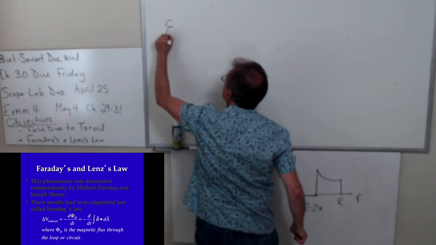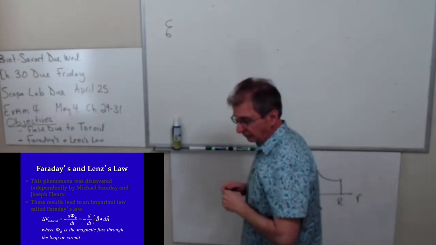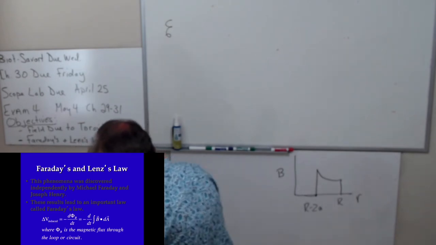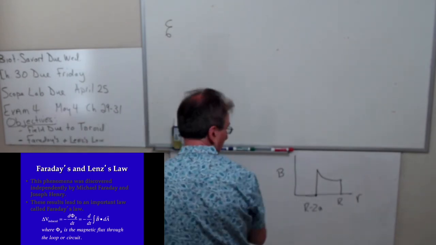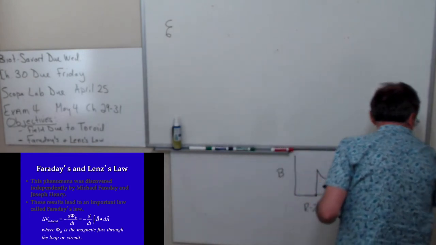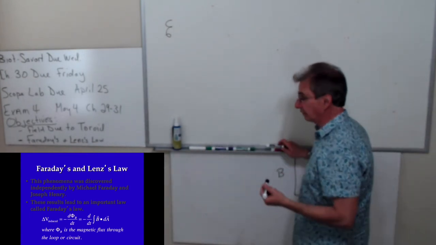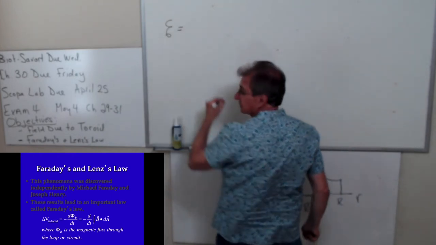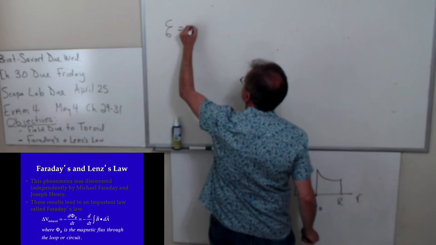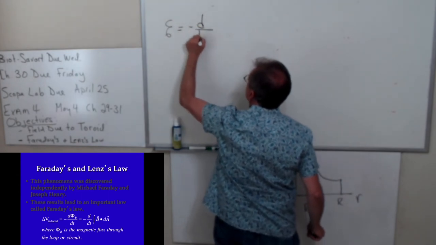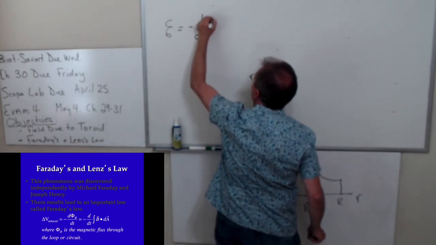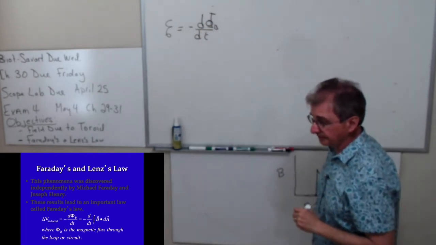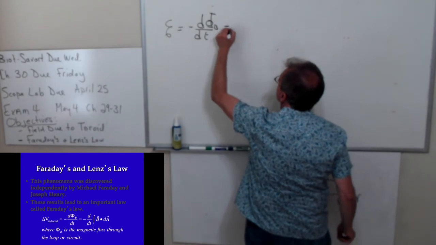So a lot of times people will write it like this, the induced EMF, instead of a voltage. And the reason why is that fundamentally this is different than the voltage that you would learn in chapter 28. So we say that this induced EMF is minus the total time derivative of the magnetic flux through the loop.